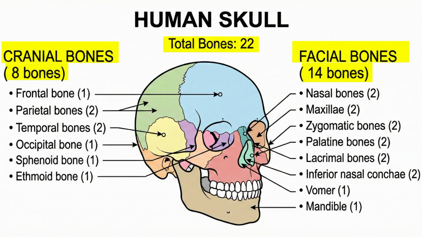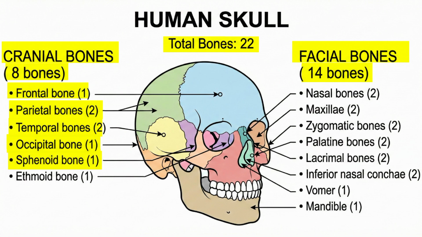Cranial bones, 8 bones. The cranial part is the upper and back part of the skull that encloses and protects the brain. It is made up of 8 bones. These are frontal bone. The frontal bone is the bone of the forehead. Parietal bones, 2. These are the bones on the top of the head. Temporal bones, 2. These bones are present on both sides of the head, near the ears and below the parietal bones. Occipital bone, 1. This bone is present at the very back of the head.